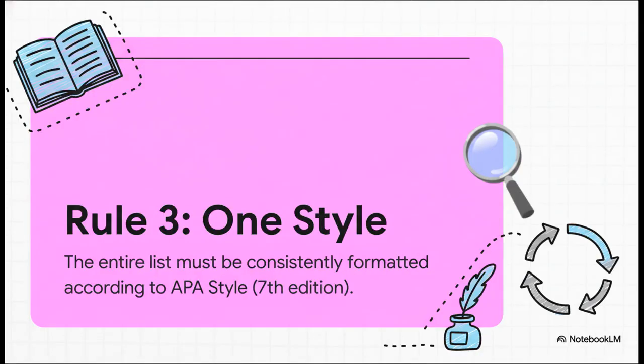And that brings us to the final golden rule. One style to rule them all. Every single entry has to be formatted perfectly and, just as importantly, consistently according to the style guide, which in this case is APA 7th edition. That consistency is what signals to editors and reviewers that you're professional and you pay attention to detail.